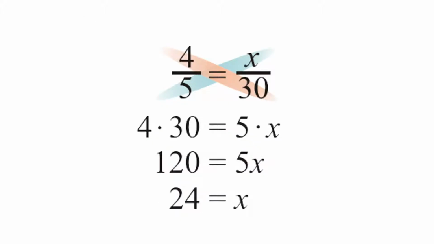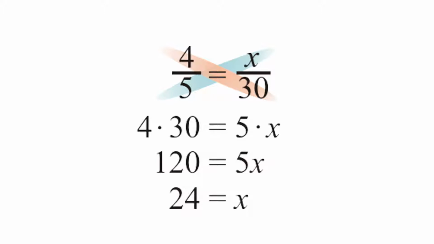Here is another example. 4 over 5 equals x over 30. So doing the diagonal, 4 times 30 equals 5 times x. So on the left-hand side, we have 4 times 30, which is 120. And on the right-hand side, 5 times x, or 5x.